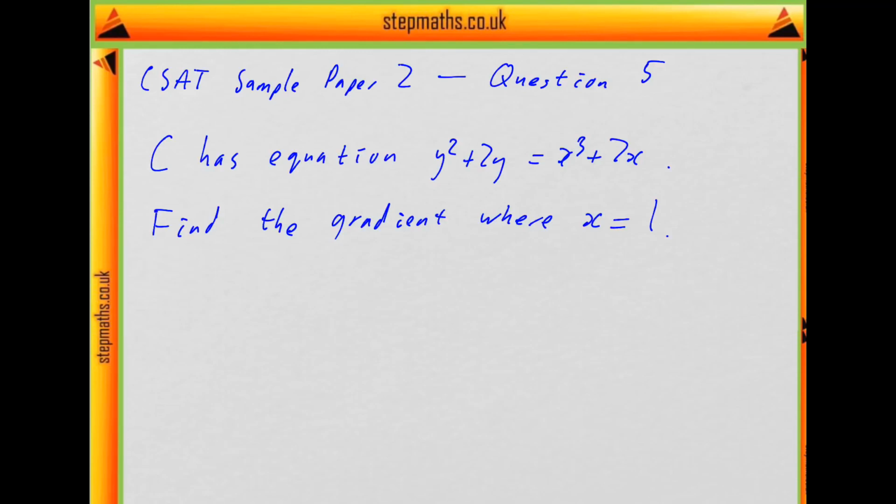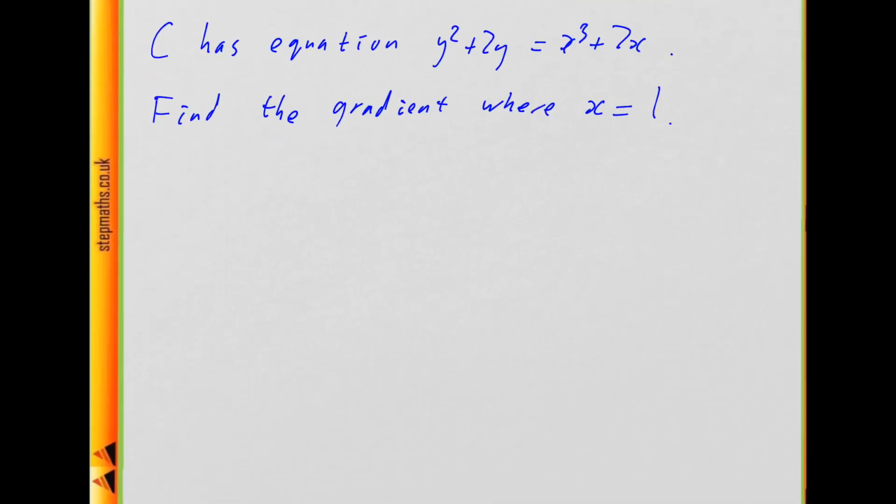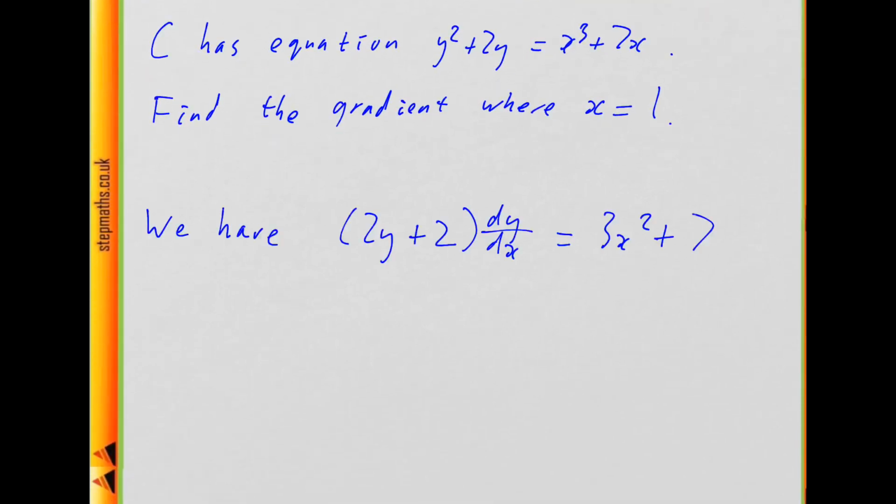So when we differentiate implicitly, we're differentiating with respect to x, so this side is fine. This side, what we do is we differentiate with respect to y, and then we just multiply everything by dy by dx. So let's look at what we get. This side, differentiating with respect to y, we get 2y plus 2, and then we multiply everything by dy by dx. And on this side we get 3x squared plus 7, just differentiating normally.